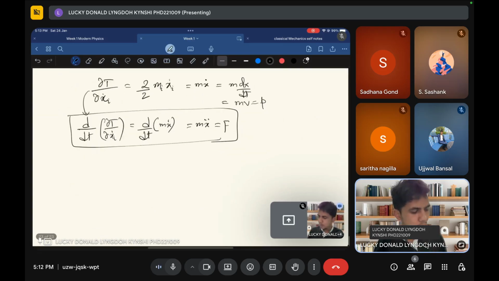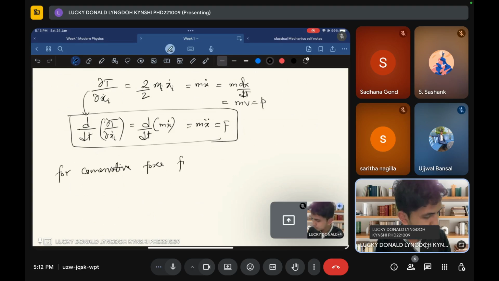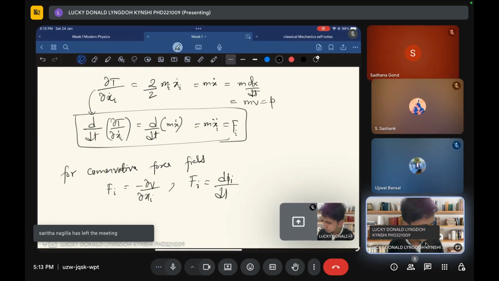Now this equation is in fact from Newton's law, F is equal to m x double dot. Now for a conservative force field, we can write F of i, that means m x i double dot, F of i is equal to minus del V by del x i, and F of i is equal to dp i by dt.